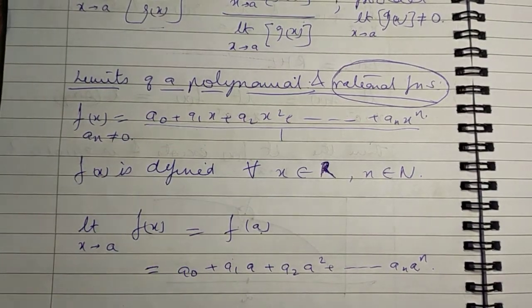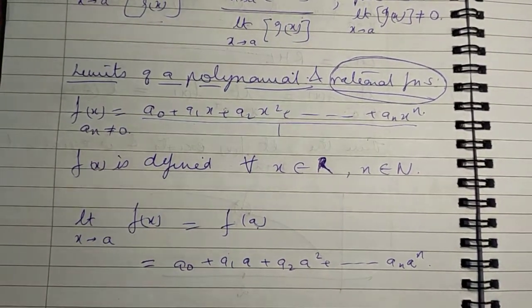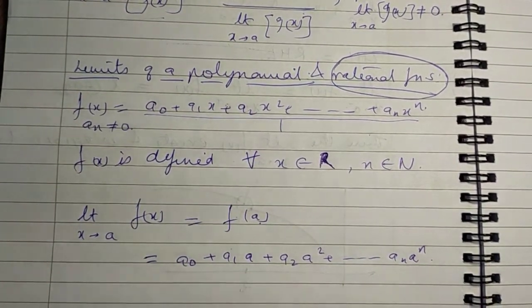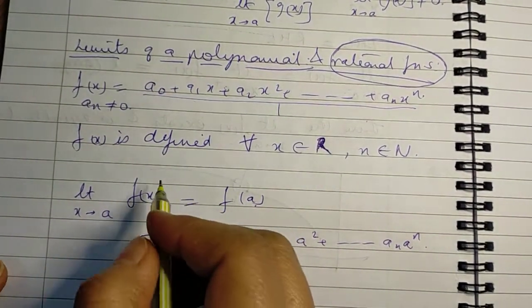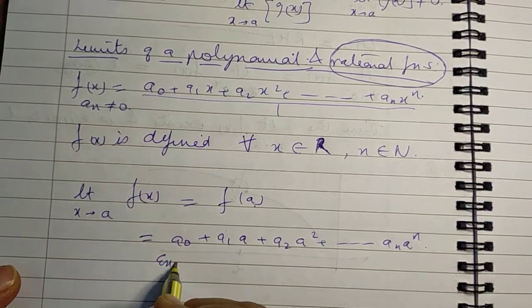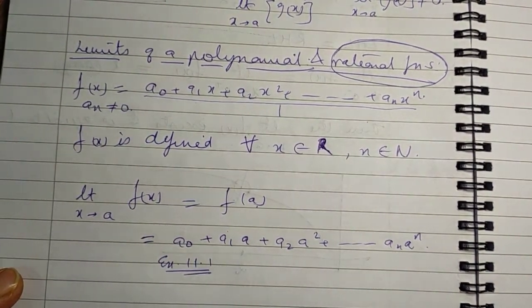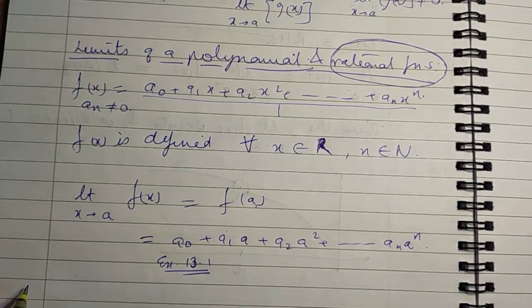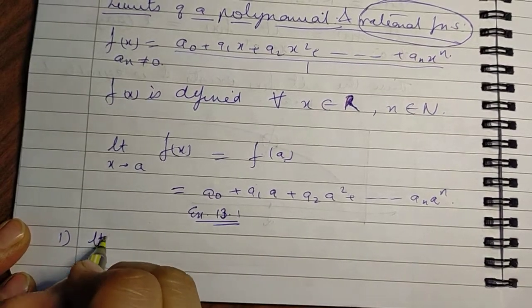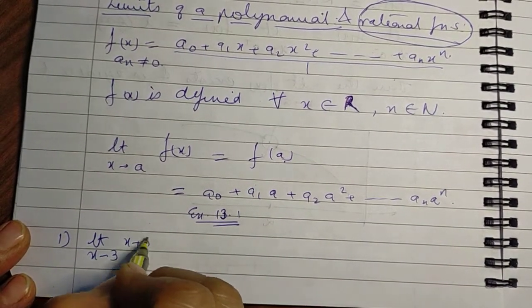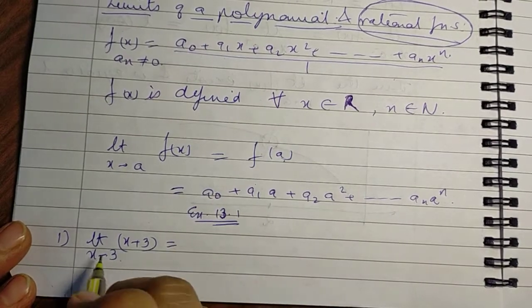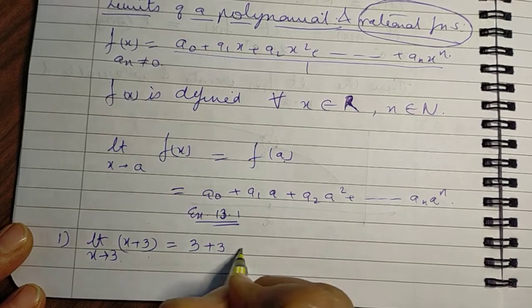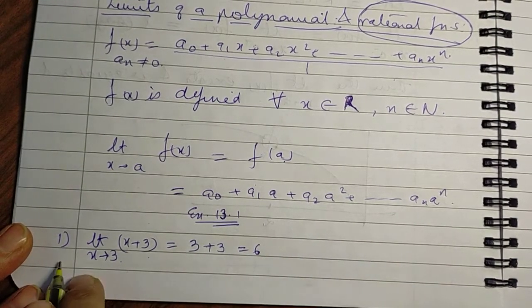This is the value. With this we can do the first 5 questions of the exercise 13.1. So let's see exercise 13.1. Now if you look at the first question, what do we have? Limit x tending to 3 of x plus 3. It being a polynomial, what will we do? It's simply the value of the function at x equal to 3. So it comes out to be 3 plus 3, which is 6.